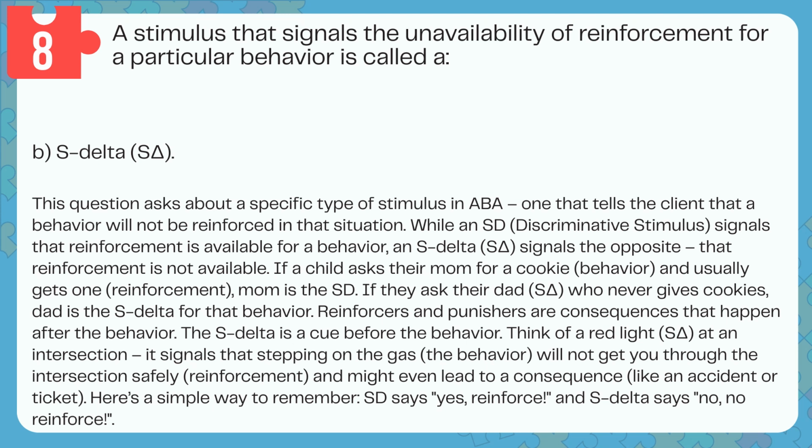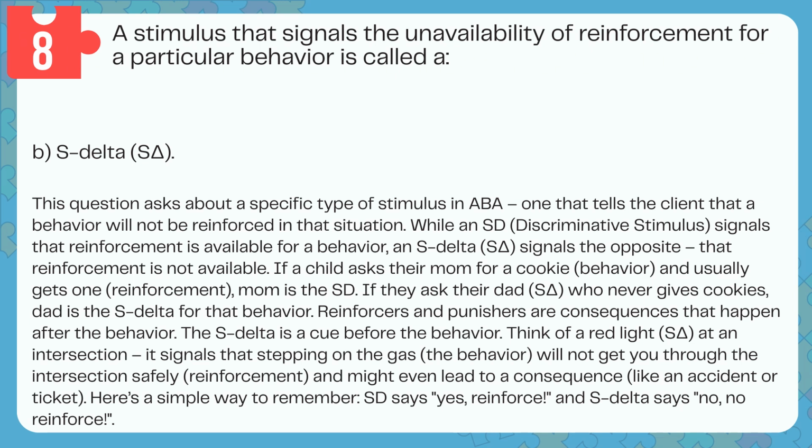This question asks about a specific type of stimulus in ABA, one that tells the client that a behavior will not be reinforced in that situation, while an SD, discriminative stimulus, signals that reinforcement is available for a behavior, and S delta signals the opposite, that reinforcement is not available. If a child asks their mom for a cookie, behavior, and usually gets one, reinforcement, mom is the SD. If they ask their dad, who never gives cookies, dad is the S delta for that behavior.